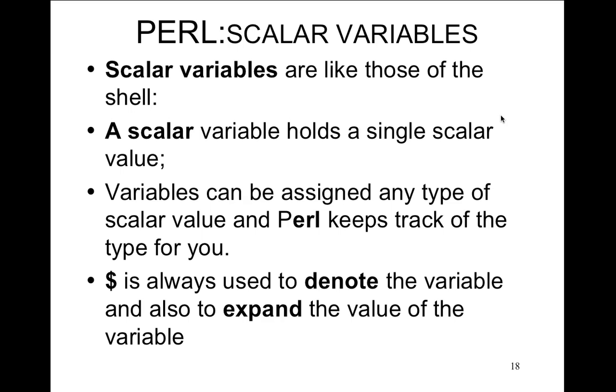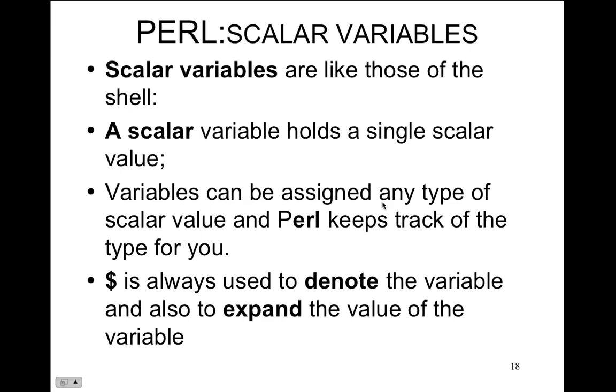So, I don't know. Scalar variables. Scalar variables are like those of the shell. I haven't talked about shell variables yet, but they're the same concept. The variable holds a single scalar value. Variables can be assigned any type of scalar value, and Perl keeps track of the type for you. It does dynamic typing, as I mentioned before. So my variable at one instance can hold a number, and at another it can hold a string. We only have numbers and strings; we don't really have anything else. In terms of scalars, it can change to anything it wants to.